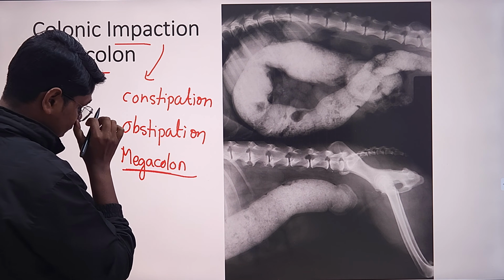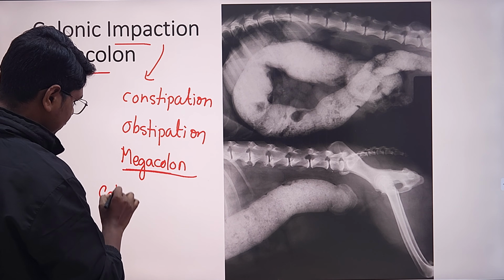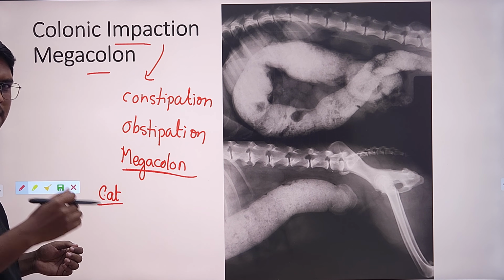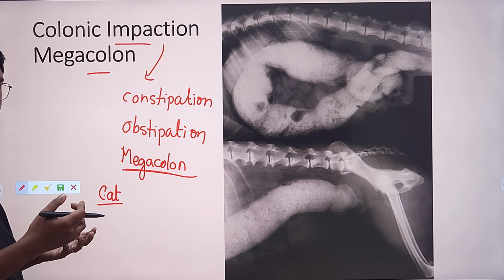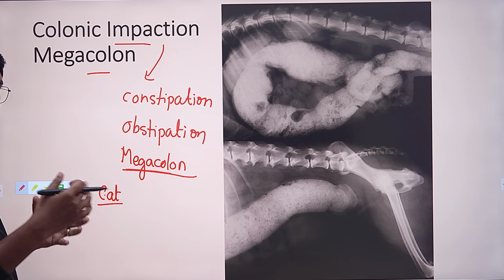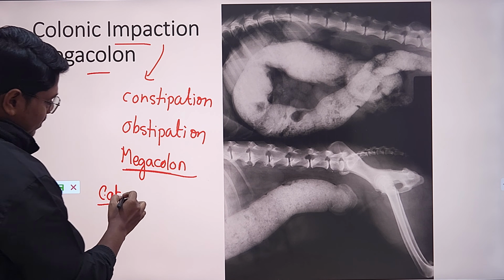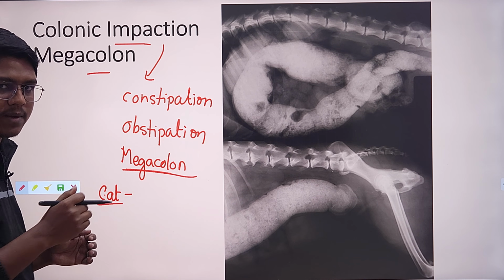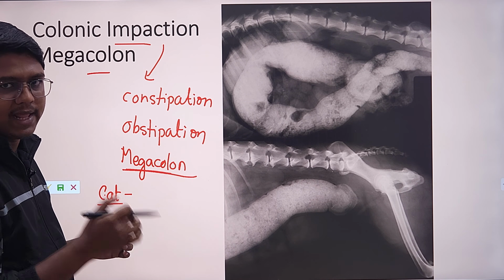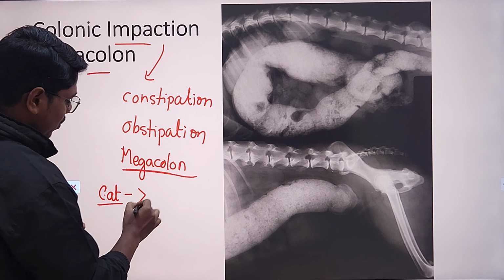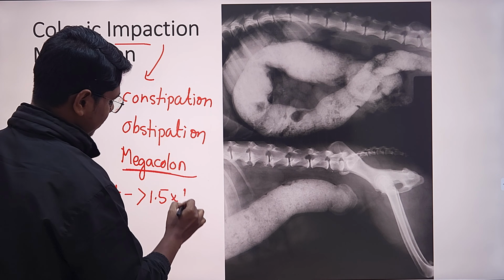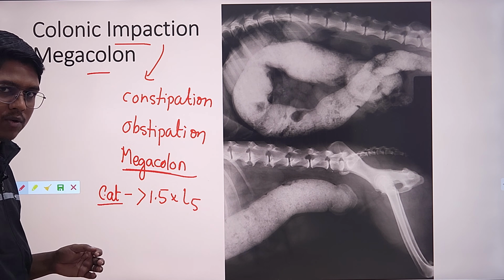Megacolon is very important in case of cat, because cats are usually constipated. Constipation cases are more frequent in cats. So in case of cat, I told you the normal diameter is 1.3 times the length of L5. If it is more than 1.5 times the length of L5, then it is a case of megacolon.